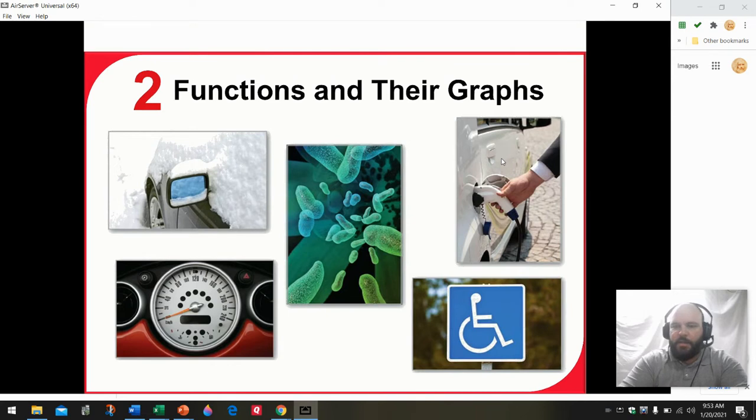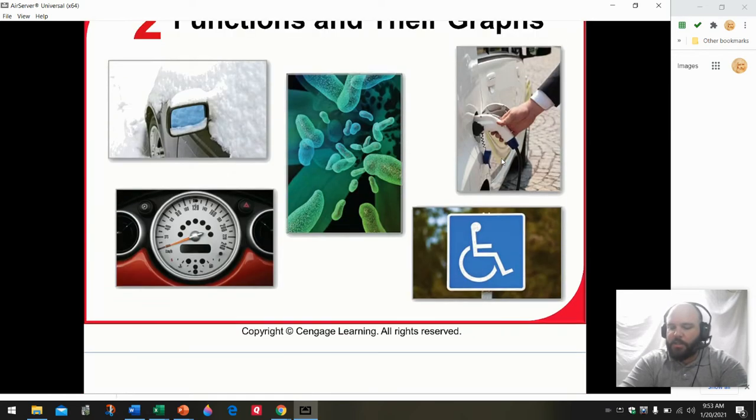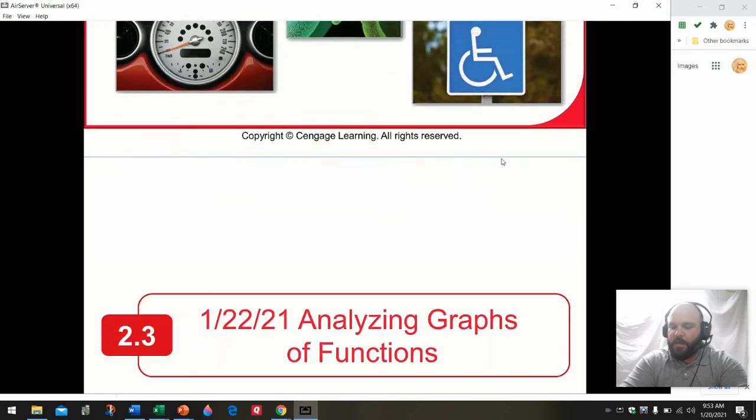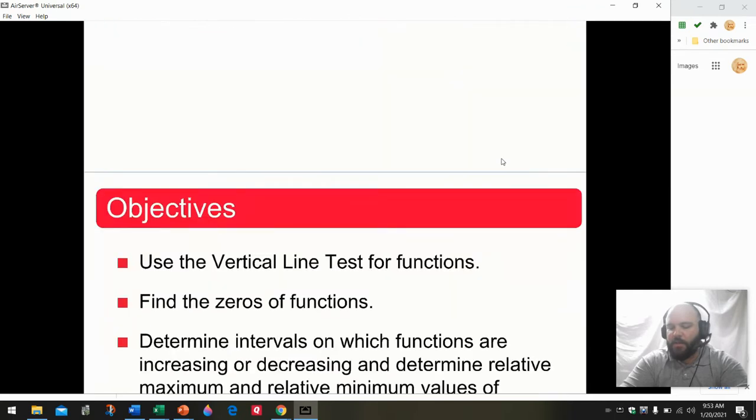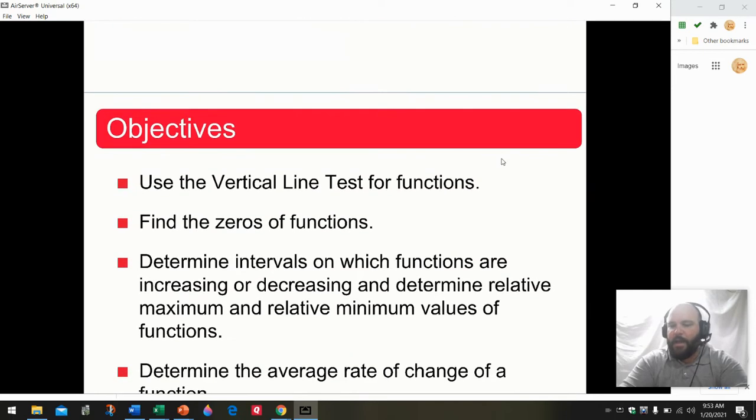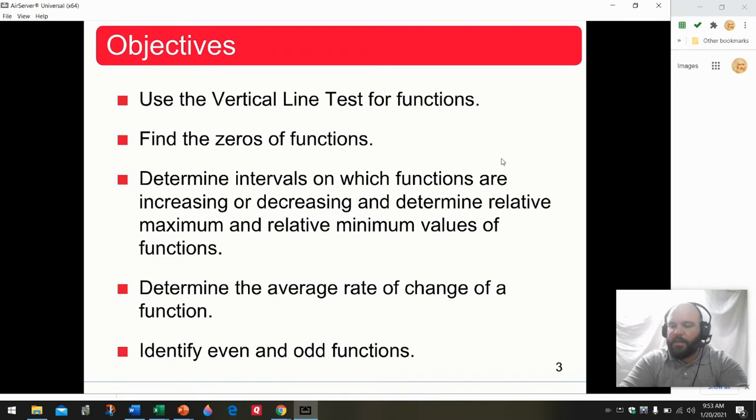So we are going to continue our discussion in Chapter 2, but we are going to be moving on to Chapter 2, Section 3. And in that chapter and section, we're going to be talking mainly about functions and their graphs and kind of discussing how the graphs go along with functions. So here's an outline of what actual things we're going to be covering.